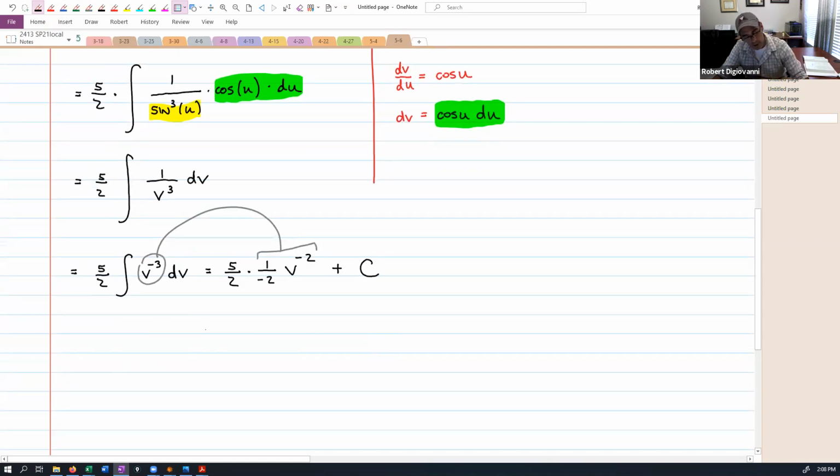Okay, we're getting there. We're almost to the answer. All right, so I'm going to just rewrite this. I have a 5 on top. On the bottom, the -2 and 2 multiplied together give me -4. And I'm going to move that v to the bottom. So it's v squared on the bottom plus c.